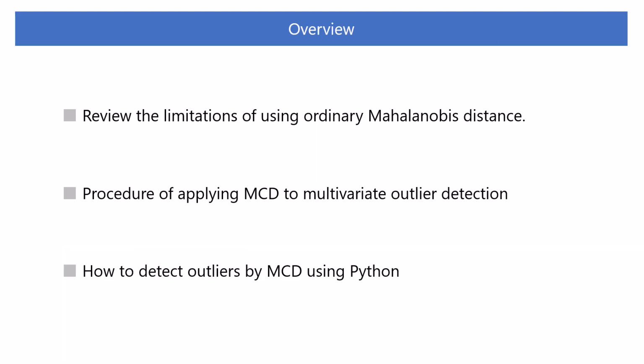This section explains a method for multivariate outlier detection using MCD to compensate for the weaknesses of the usual Mahalanobis distance. First, we review the limitations of using the ordinary Mahalanobis distance. Next, the procedure of MCD estimation is described. Then, I will show you how to detect outliers by MCD using Python.